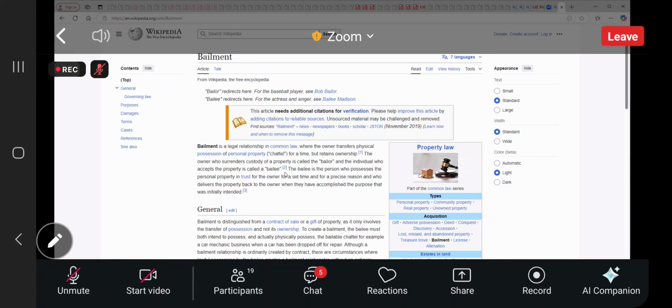Game over. Enough is enough. Nobody talking about this, no, but the code breaker. If they start talking about it now, it's because you guys passed the information on to somebody. But now you know. Now you know. The bailee is the person who possesses the personal property in trust for the owner, for a set of time, for a precise reason, and who delivers the property back to the owner when they have accomplished the purpose that was initially intended.